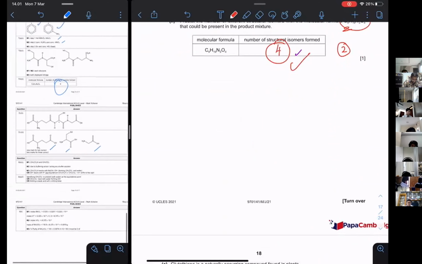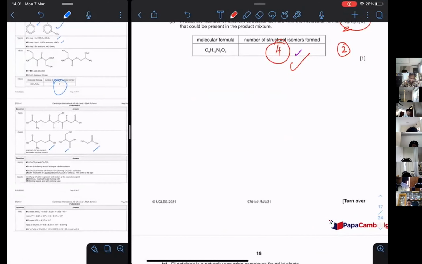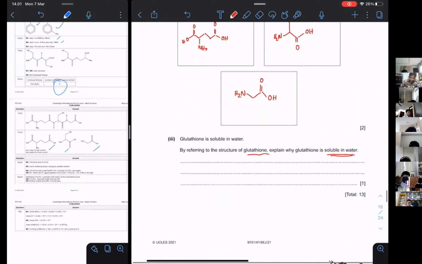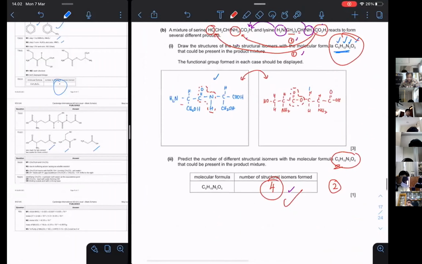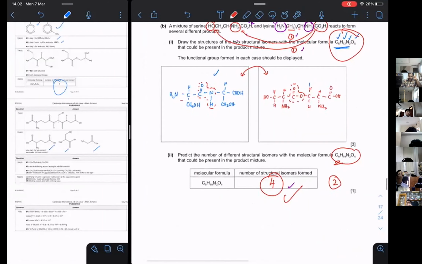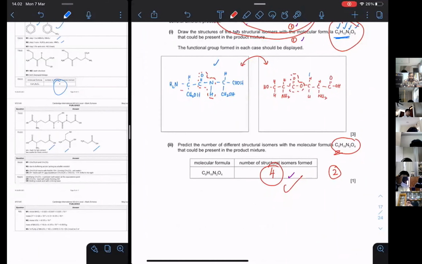C3. Okay, they didn't give the answer over here. So here, by referring to the structure, explain why it's soluble in water. It is capable of forming hydrogen bonding with water, using the COOH group. Carboxylic acid is soluble. The amine can also form hydrogen bonding. So you just take note of that.